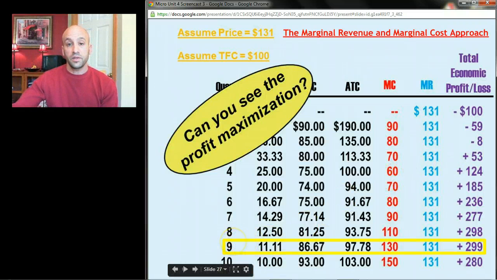This ninth unit makes sense to produce because it's costing you an additional $130 to produce it, but you're going to get $131 back. The 10th unit doesn't make any sense because it would cost you $150 to produce it, but you're only going to get $131 if you do. You're going to make a loss on that 10th unit. So again, you want to produce every unit where the marginal revenue is greater than or equal to the marginal cost. And that happens up until 9 units. That 10th unit doesn't make any sense.